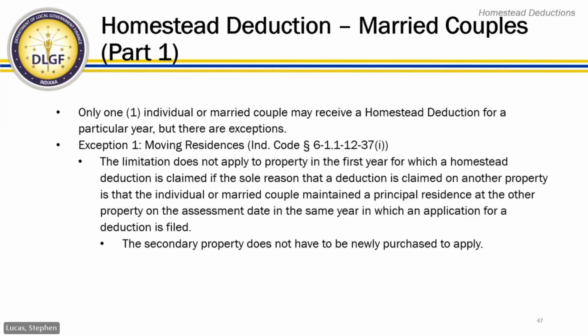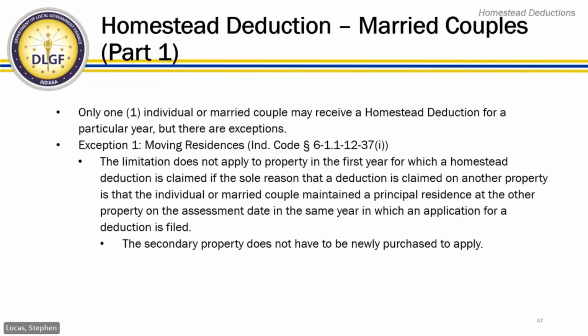You might think of this as the moving exception. If I owned a property that I was using as my homestead for 1 year, and then later in that year I bought another house that I was moving into, intending to use that as my principal place of residence as soon as I move in, I can apply for the homestead deduction on that second property, even though I was already receiving the deduction on the previous property. It also does not matter if the second property had been newly purchased.